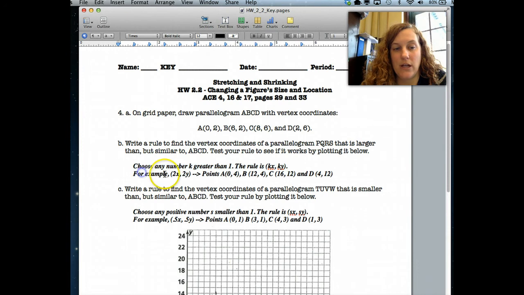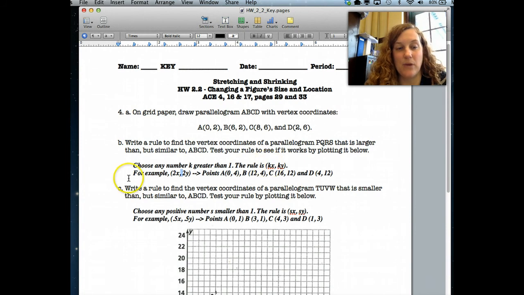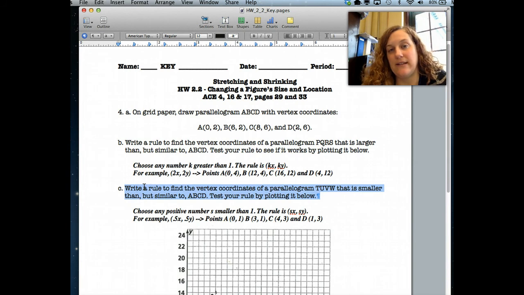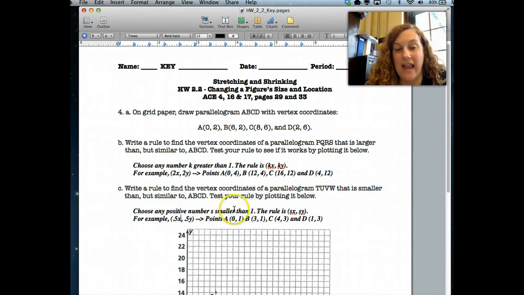So my rule is (2x, 2y), which if I take all of these points and double them, A becomes (0, 4), B becomes (12, 4), C becomes (16, 12), and D becomes (4, 12). And then I also want to find another rule that makes a similar parallelogram but smaller. So again, just to keep things easy, I picked half. It could have been any number less than 1. So (sx, sy), I chose 1/2. So my points now are (0, 1), (3, 1), (4, 3), and (1, 3).